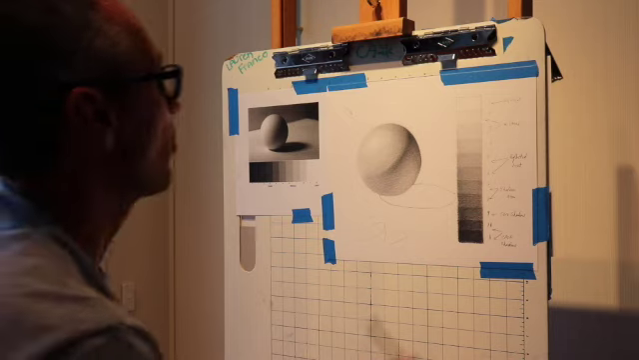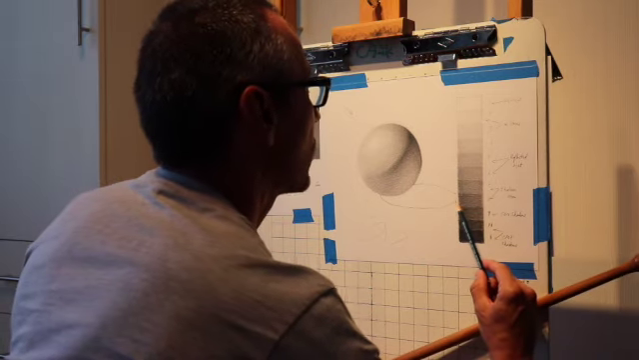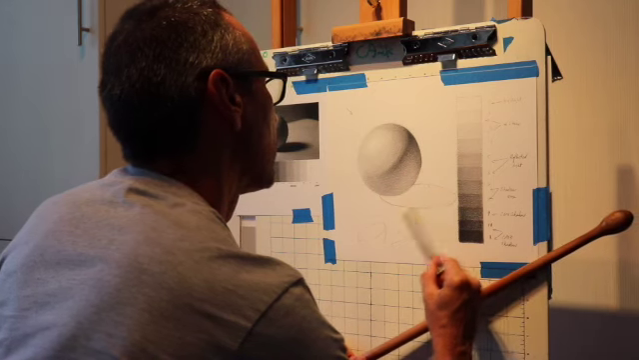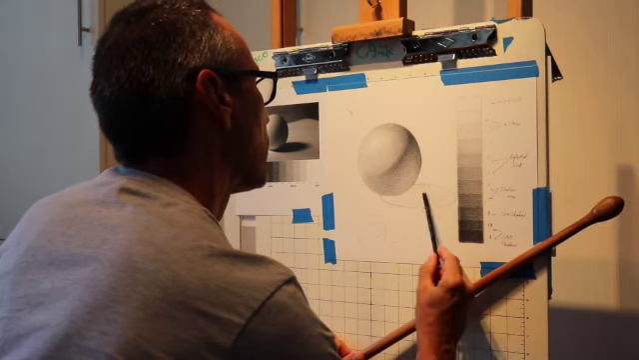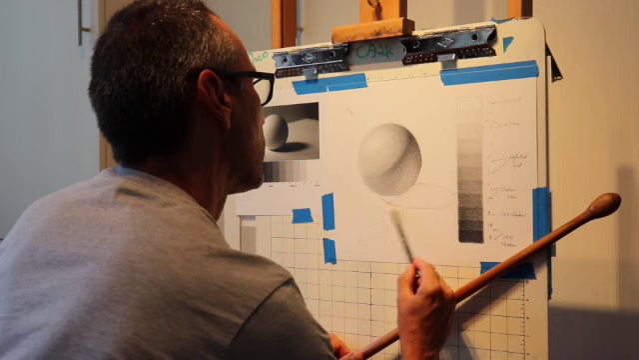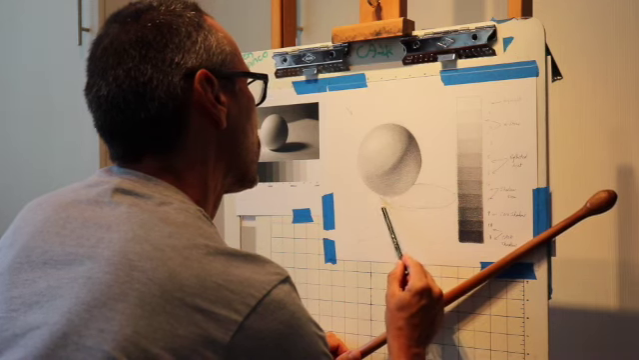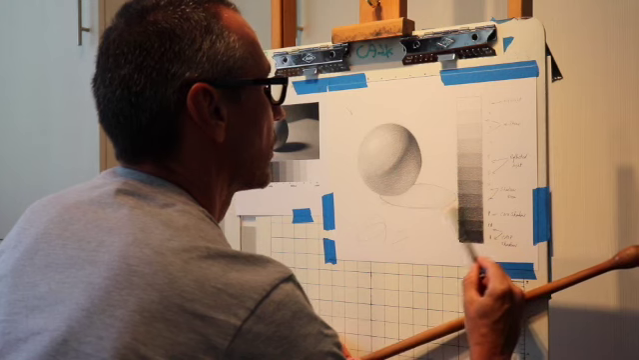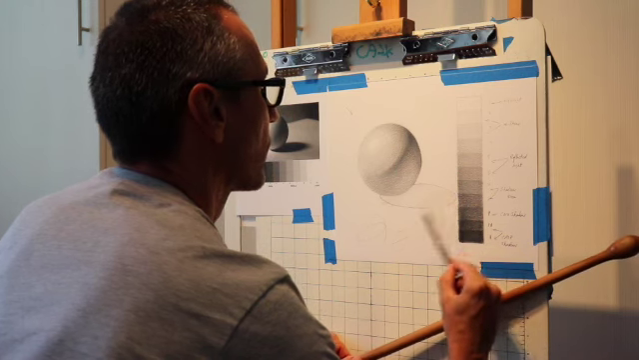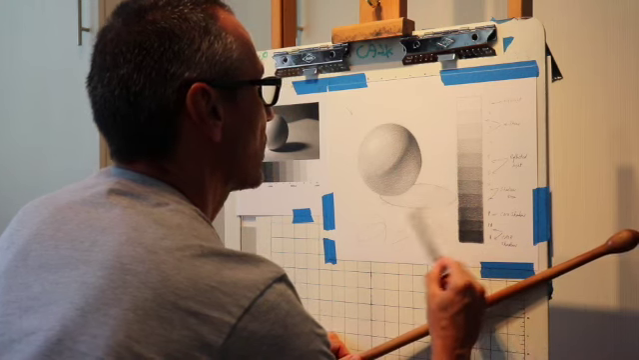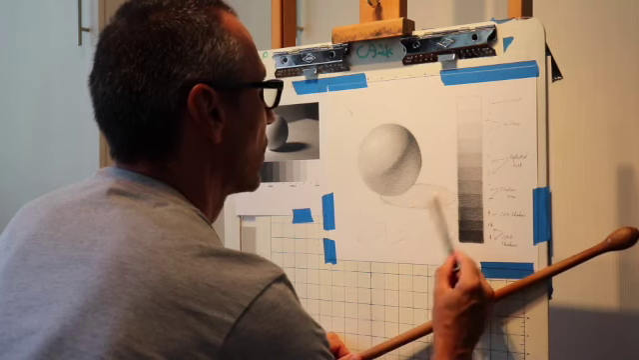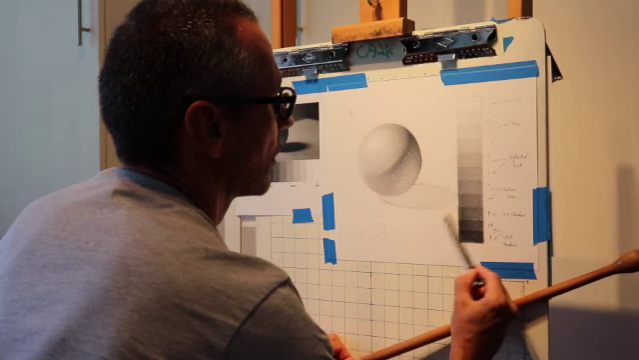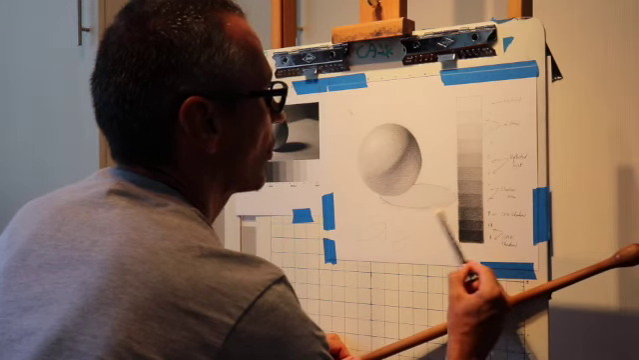Okay, same process. So I'm going to put in a base coat. I'm going to go in at an angle because it's going to make my life easier. Try to make the value flat. You can notice that the edges are much sharper the closer you are towards the object. So the further out you go, the softer the edge.